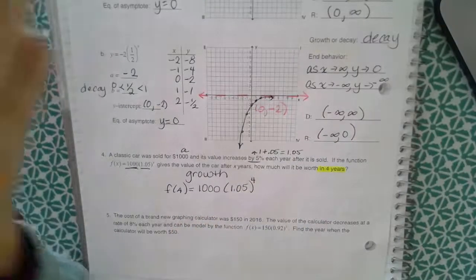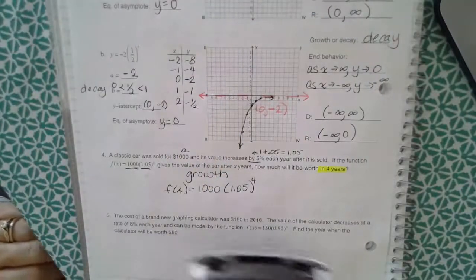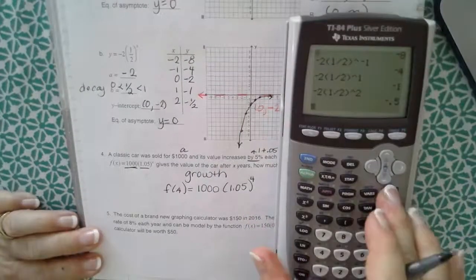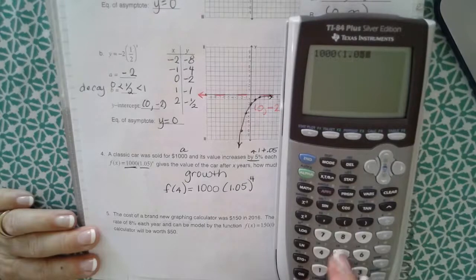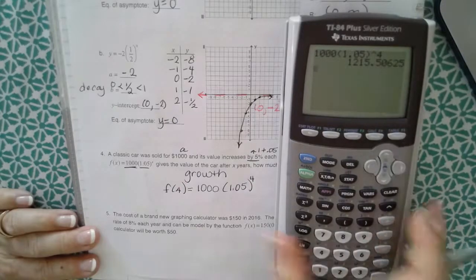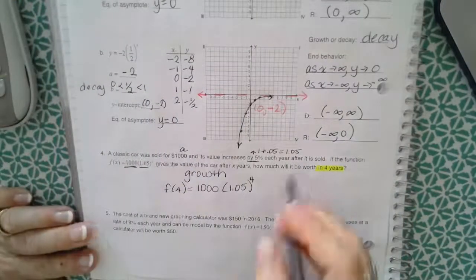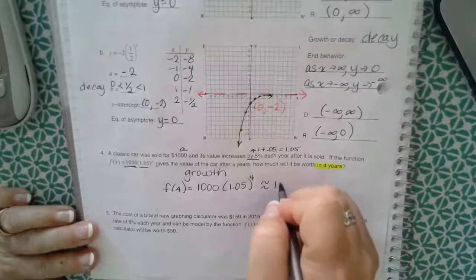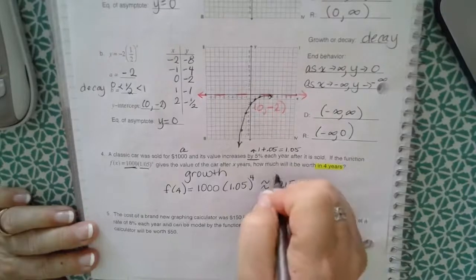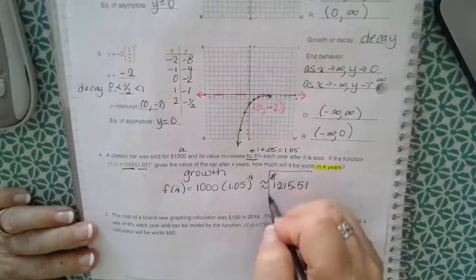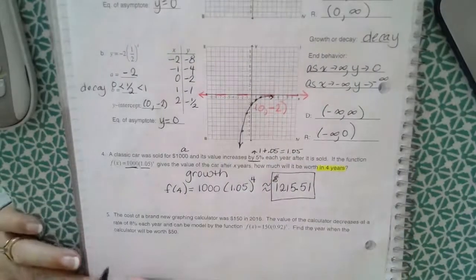Now, when we plug this in our calculator, this is the important thing: you want to make sure that you put your answer in terms of money. So if I go 1,000, parentheses, 1.05 to the 4th power, I get that amount. I want to put it in money, which means I'm going to round it off to 2 decimal places. So if I do that, I'm going to get approximately $1,215.51. And that would be my answer for that.